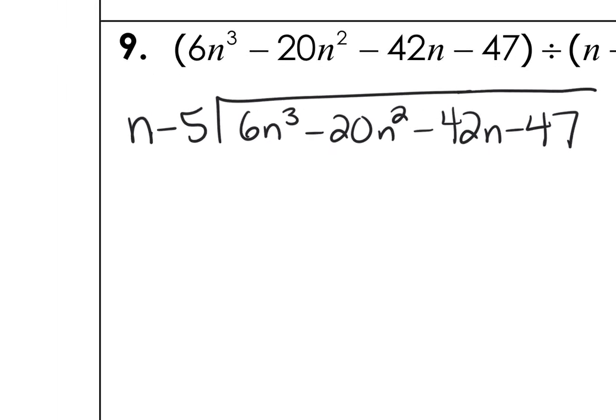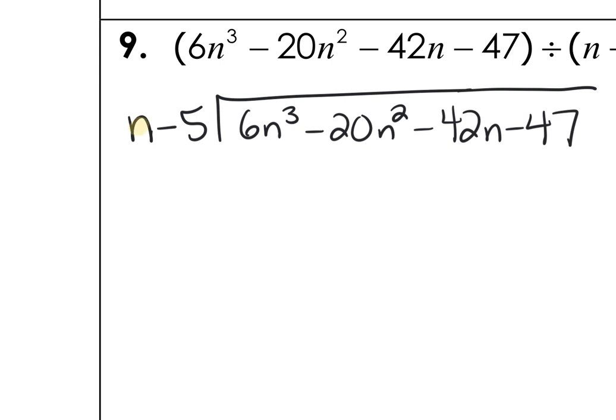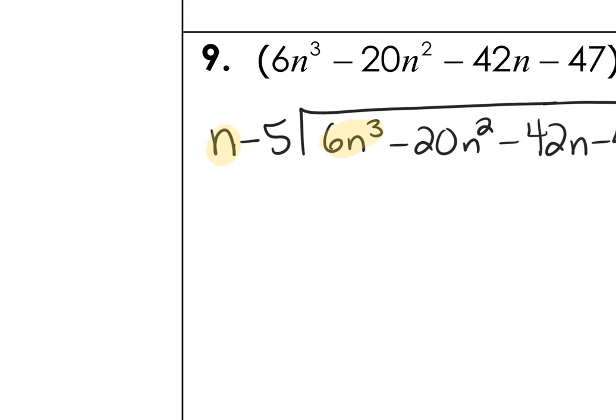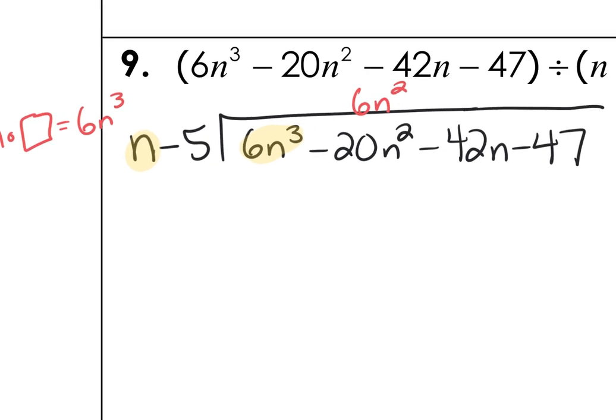All right, so starting off, I need to think about n times what gets you 6n cubed? Jake? Yeah, that's what I want to know. N times what gets you 6n to the third? 6n squared. That's what I'm starting with over here. Okay, one more time. So if you're a little shaky on it, here you go. We multiply now. 6n squared times n is 6n cubed. 6n squared times negative 5 is negative 30n squared.